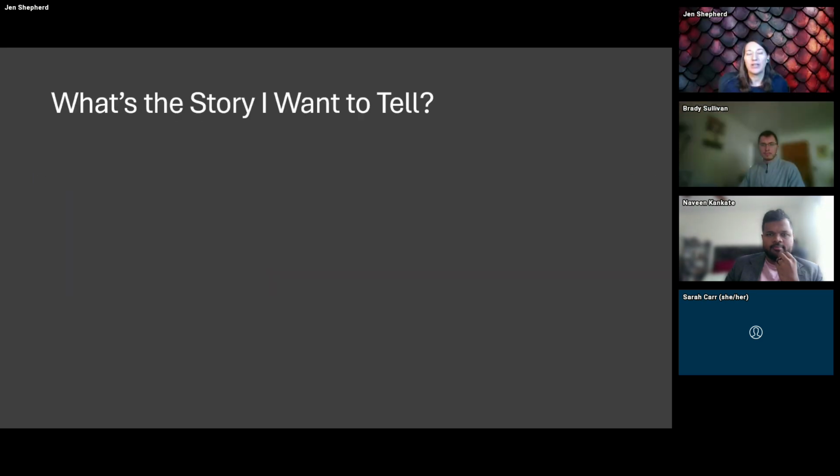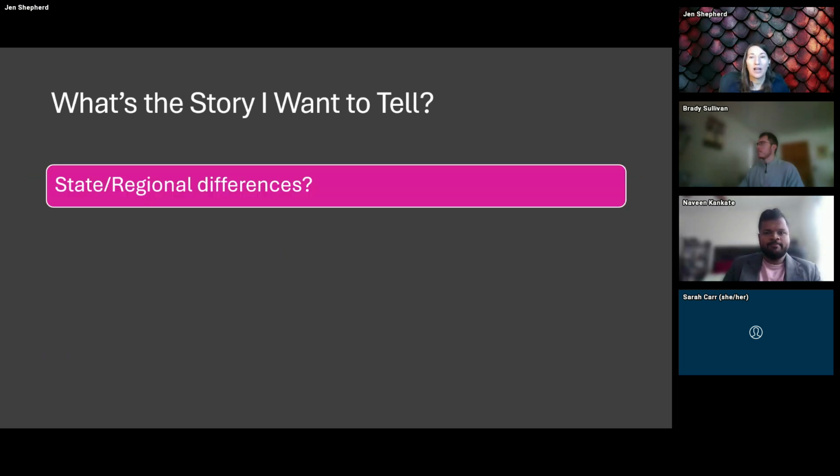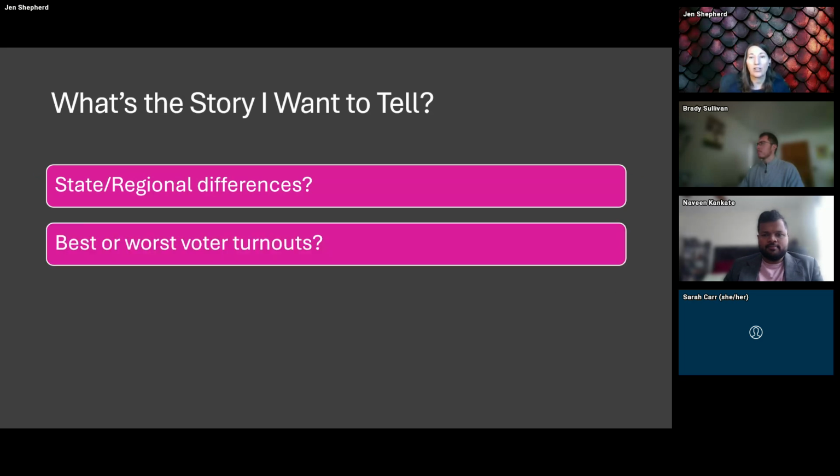So the first thing I do when trying to figure out how I'm going to visualize this data is really figuring out what is that story that I want to tell. And there's lots of different ways, even with just such a simple data set, that I could take this. I could really focus on those state or regional or geographic differences. I could look at where we are having the best or worst of voter turnout.